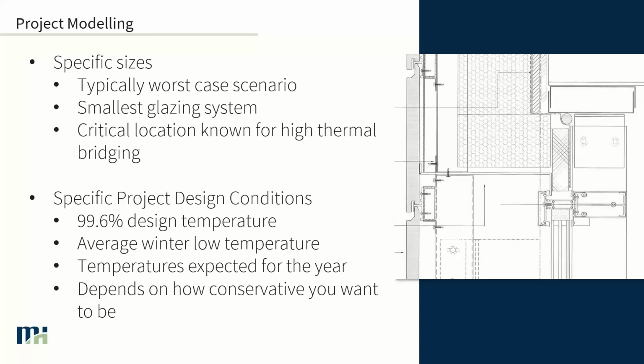The second thing we want to look at is not just the project-specific system, but also the design conditions. We can go with the 99% design temperature, which occurs less than 1% of the year, if we want a conservative approach. We can take the average winter low temperatures, to see for our particular location what is likely to occur for most of the winter. We can take a look at a whole range of temperatures: the design temperature, average temperature, and other temperatures in shoulder seasons.